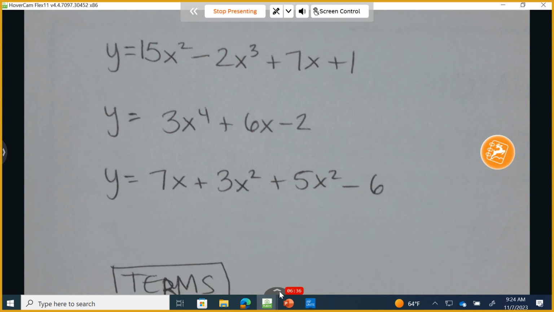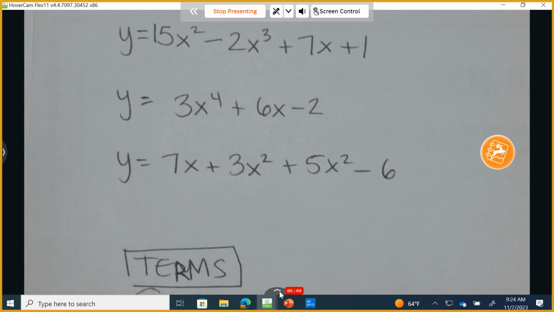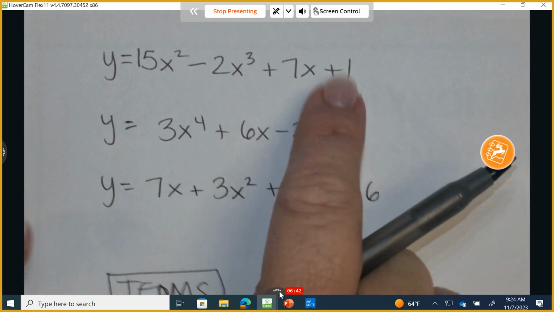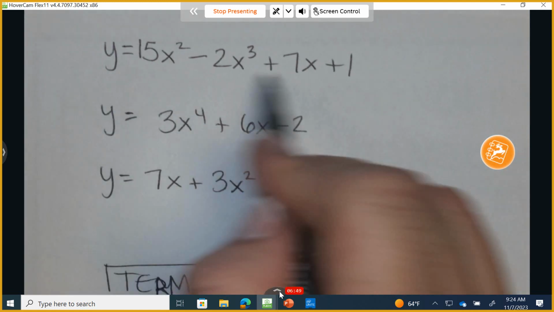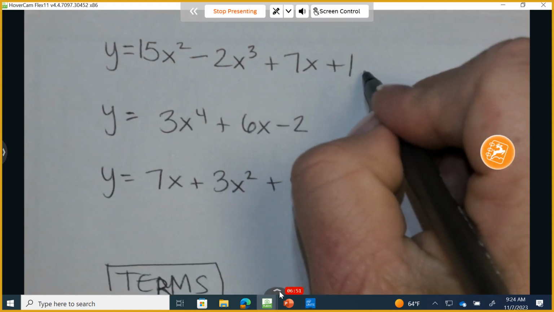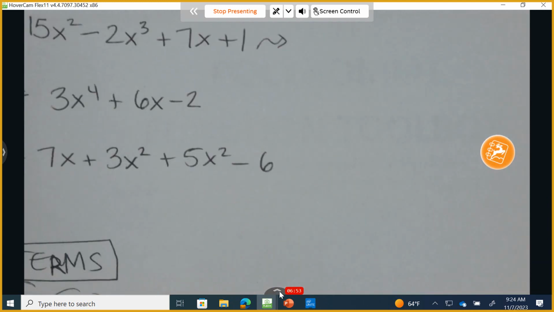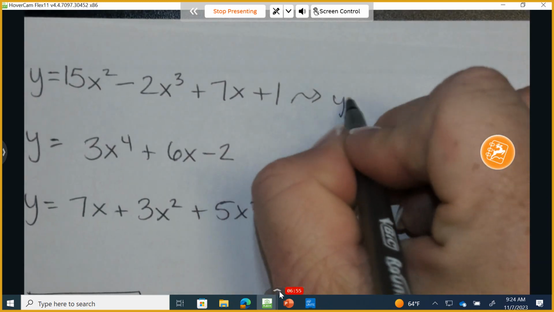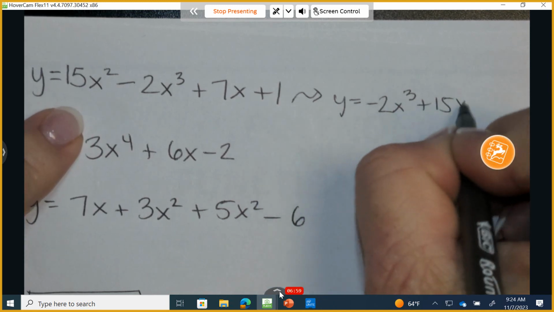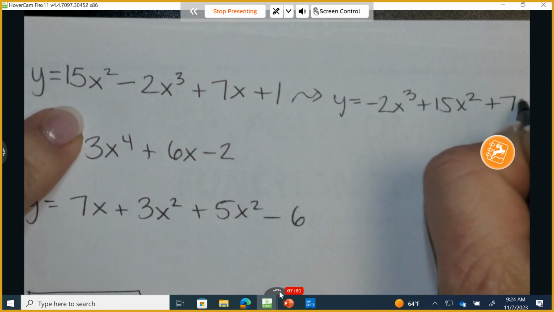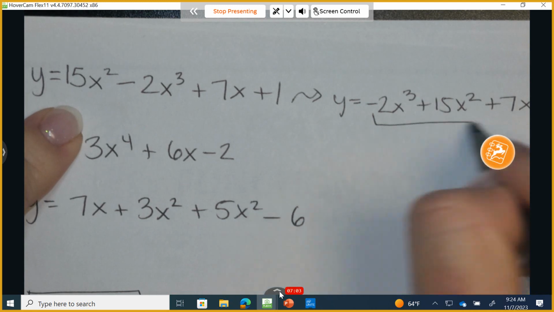These 3 examples, we're going to do 3 things. First is we are going to look at the equation that we're provided. We're going to combine like terms and write it in standard form if it's not in standard form. So I look here, there's no terms that can be combined, but this is not in standard form, so I'm going to rewrite it. Y equals negative 2x cubed plus 15x squared, plus 7x plus 1.